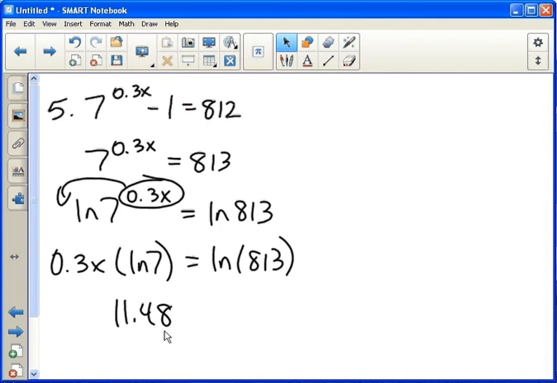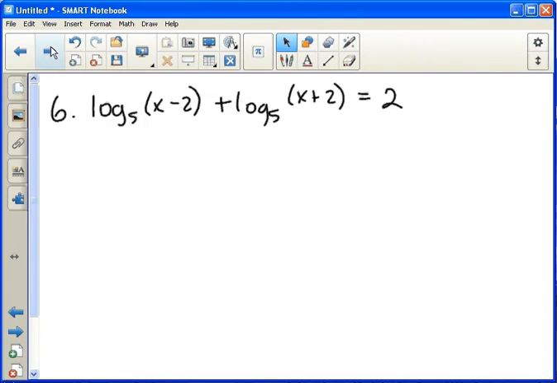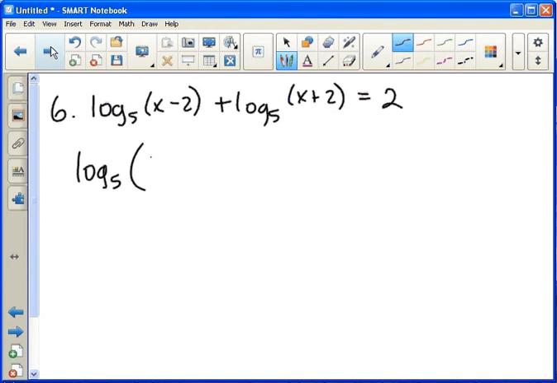Now, number 6, we cannot do this. We can't do 2 logs very easily when we're solving. So what we do is we use the properties of logs, which allow us to take these 2 logs that are being added together and combine them into a single logarithm where their insides are being multiplied. So remember, addition changes to multiplication and subtraction changes to division. So now that it's just 1 log, I can get rid of the log, and the way I do that is by raising it as a power of 5. So that cancels this out.